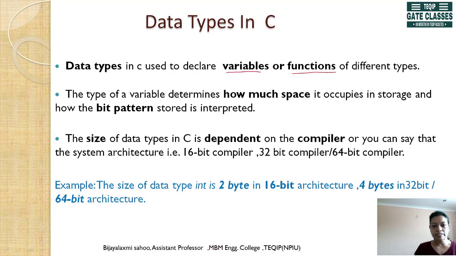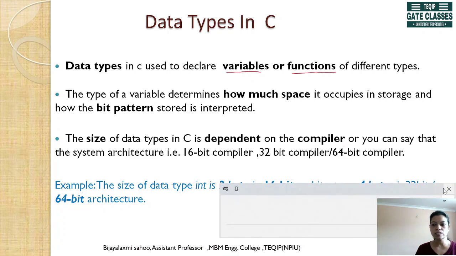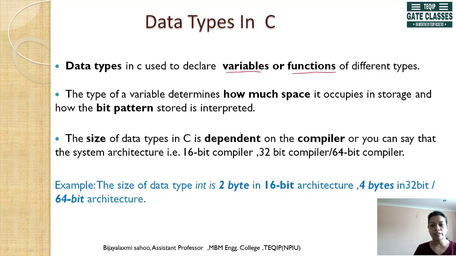The size of a data type in C is dependent on the compiler, or you can say the system architecture. We use different types of compilers like Turbo C, ANSI compiler, and here in DevC you are using a different compiler, the GCC compiler. The compiler varies in size. It may be 16-bit, 32-bit, or 64-bit. So depending upon the size of the compiler, the data type occupies space.